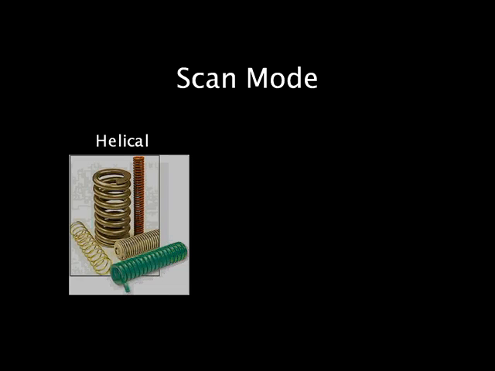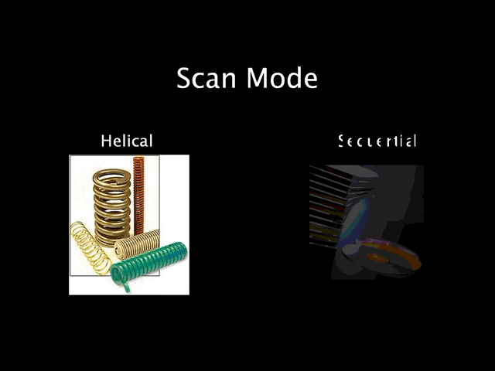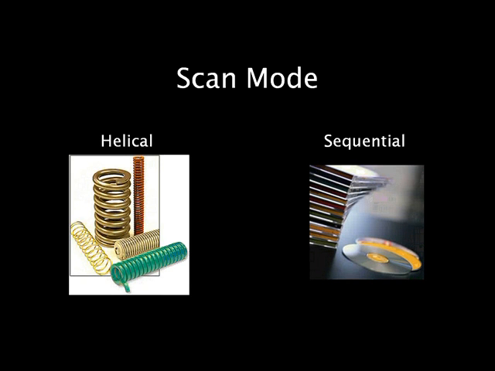First of all, let's start off with scan mode. There are two different kinds of scan modes: helical, which is also called spiral, and sequential, which is also called axial. Helical is preferred for almost all cases and is essential for volumetric imaging. Sequential is used for brain and coronary calcium scoring when performed in conjunction with prospective gating. It allows for sharper images with fewer artifacts.